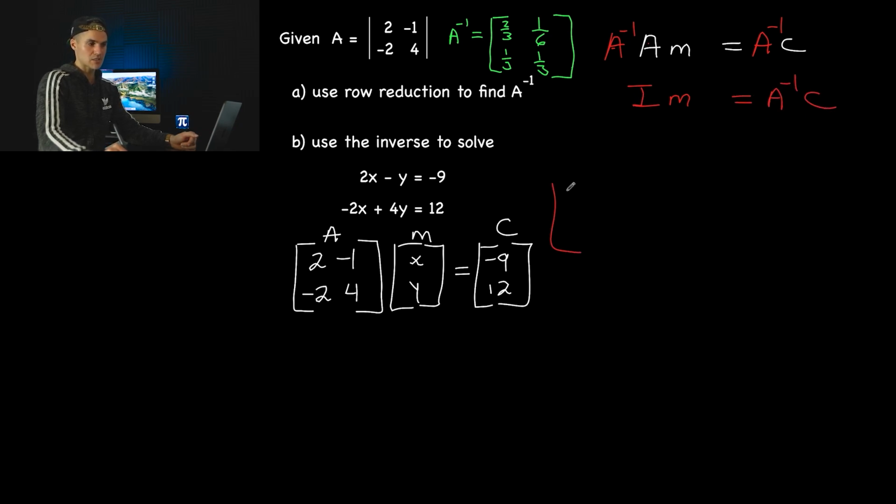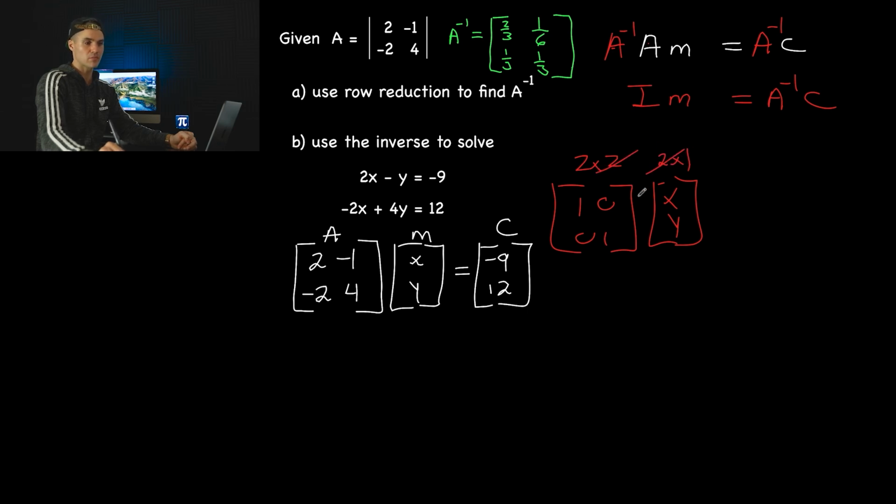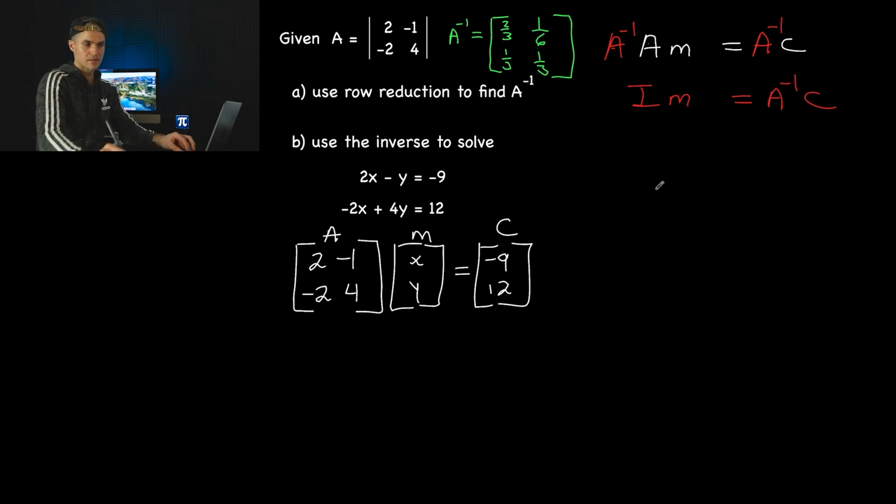And then identity matrix 1, 0, 0, 1, which is the product of the inverse times the matrix, times the matrix M, X, Y. Well, if you do this multiplication, 2 by 2, this is a 2 by 1, so we'd end up with a 2 by 1 matrix again, and it's just going to end up being XY, like that. So basically, the identity matrix times M is just equal to the matrix M, and that's going to be the inverse of A times the constant matrix C right here.